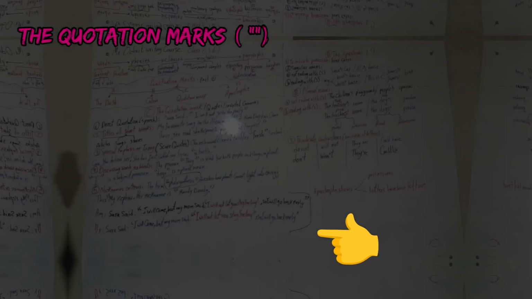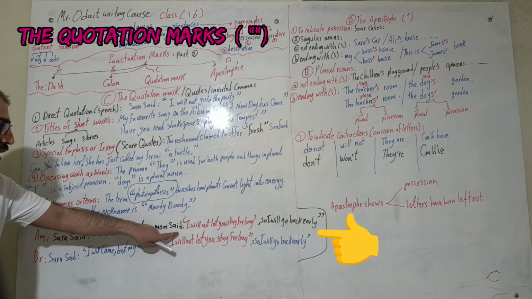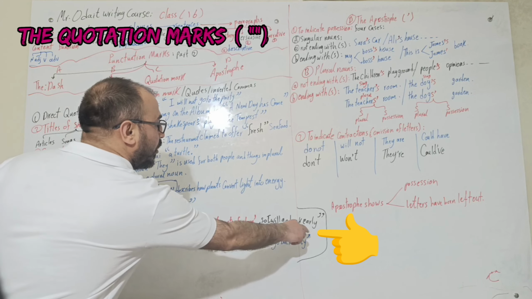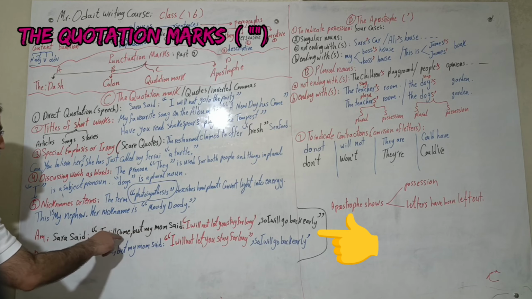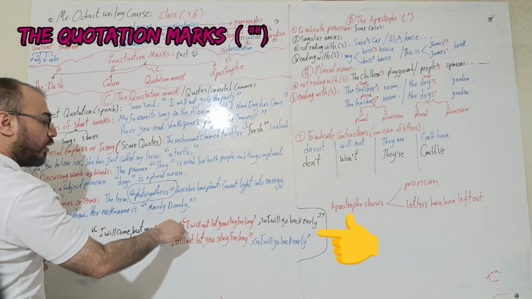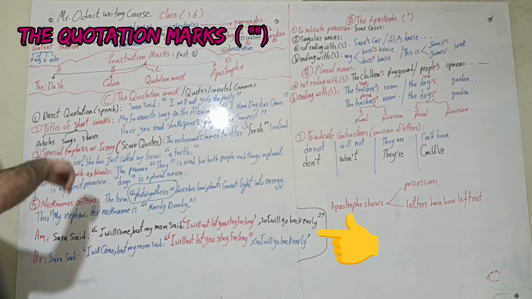Now, my friends, let's discuss these two examples. Sarah said, "I will come, but my mom said, 'I will not let you stay for long, so I will go back early.'" And here, my friends, we report what Sarah said in black, and Sarah reported what her mother told her in red. So we have a quotation inside a quotation.